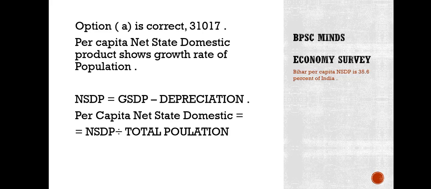Okay, the per capita net state domestic product shows the growth rate of the population. How is it calculated? NSDP is equal to GSDP minus depreciation, and per capita net state domestic product is equal to NSDP divided by total population. Bihar, let's look into some facts. Bihar per capita NSDP is 35.6% of India. I think this question was asked in the 66th BPSC. The Bihar per capita NSDP was how much percentage of India?